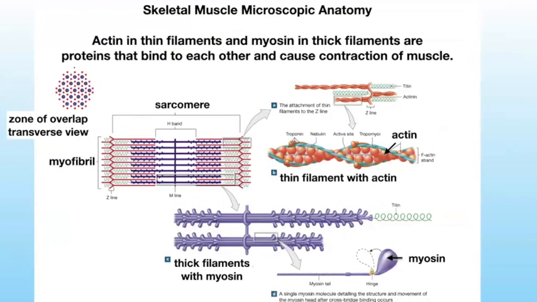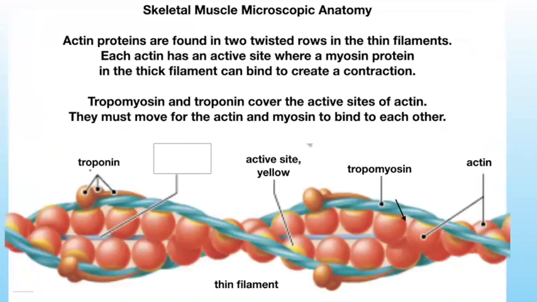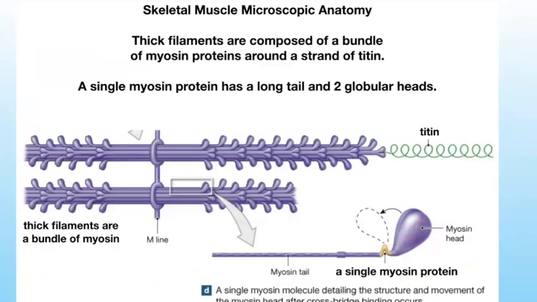Actin in thin filaments and myosin in thick filaments are proteins that bind to each other and cause contraction of muscle. Actin proteins are found in two twisted rows in the thin filaments. Each actin has an active site where a myosin protein in the thick filament can bind to create a contraction. Tropomyosin and troponin cover the active sites of actin, and they must move for the actin and the myosin to bind to each other. Thick filaments are composed of a bundle of myosin proteins around a strand of titin.